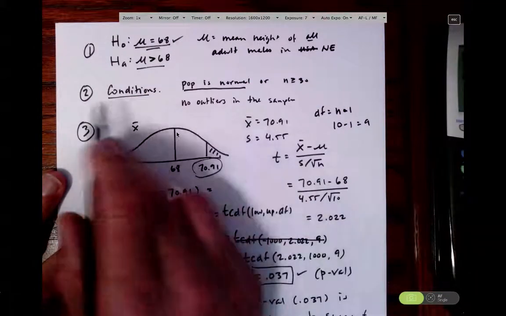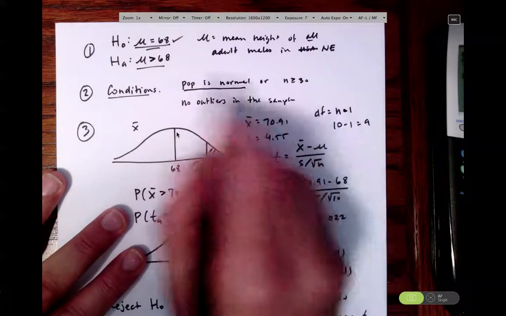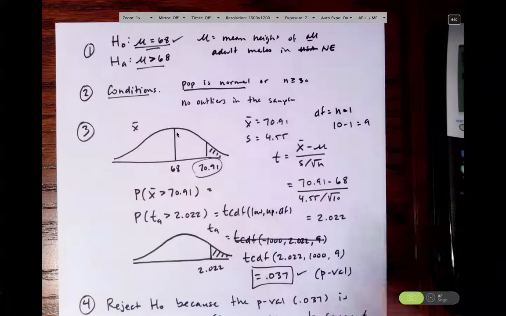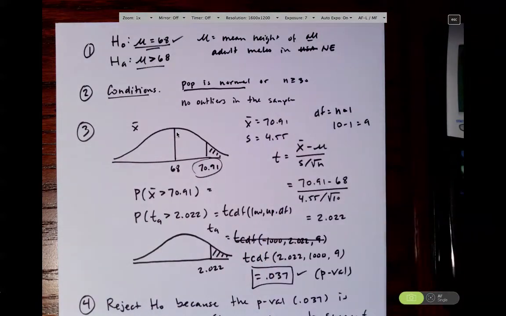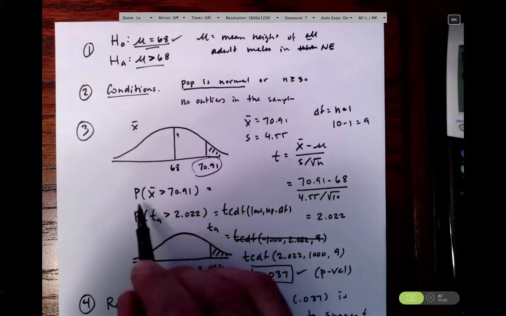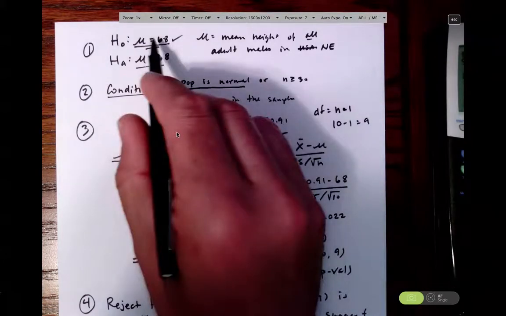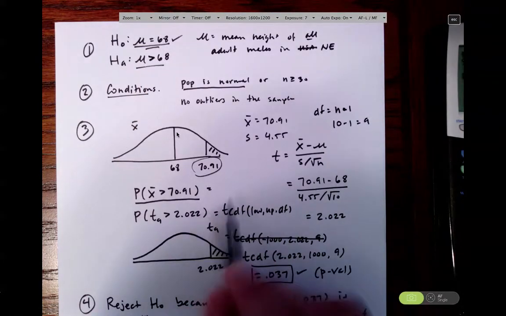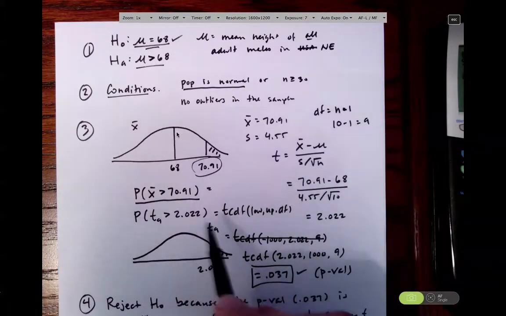Okay, my second step is to check the conditions. We either have to have some evidence that the population that these came from was normal, or we need to know that the sample size was big enough. The mechanics here is really calculating a probability that we're going to get a mean that is as extreme as the one we got, assuming that the null hypothesis is true. And in order to do that, we're going to end up having to use the t-distribution.